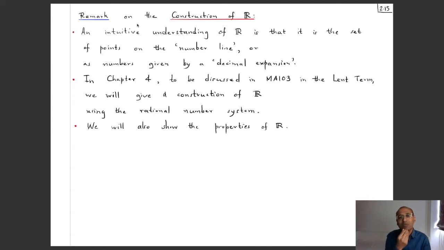But the question is, what is R really as a mathematical set? Well, for the students of MA 103, we will discuss this in the later term, and we will give a construction of R by using the rational number system. So we'll see precisely what this R is, and not only that, we'll also show the properties that we have been using. But for others, in first courses in calculus, we often start with an intuitive understanding and state precisely the properties of R that we are allowed to use, and that's what we have done. But the construction of R will come later on.